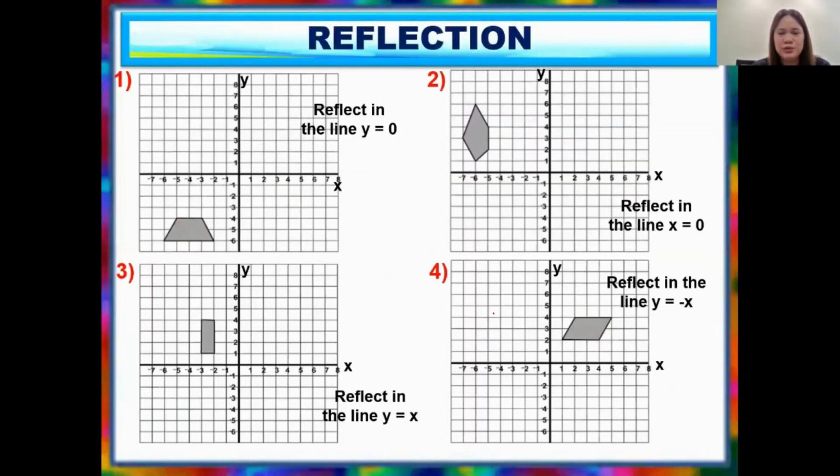Now, I want you to answer this question by yourself, and let's see if you will be able to get the correct answer. Remember, you have to draw the mirror line first, then start counting how many squares on the opposite sides.